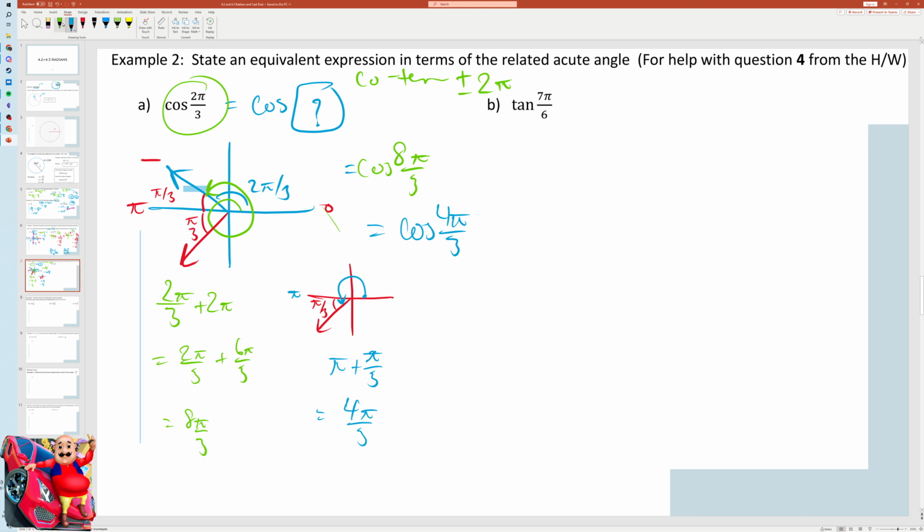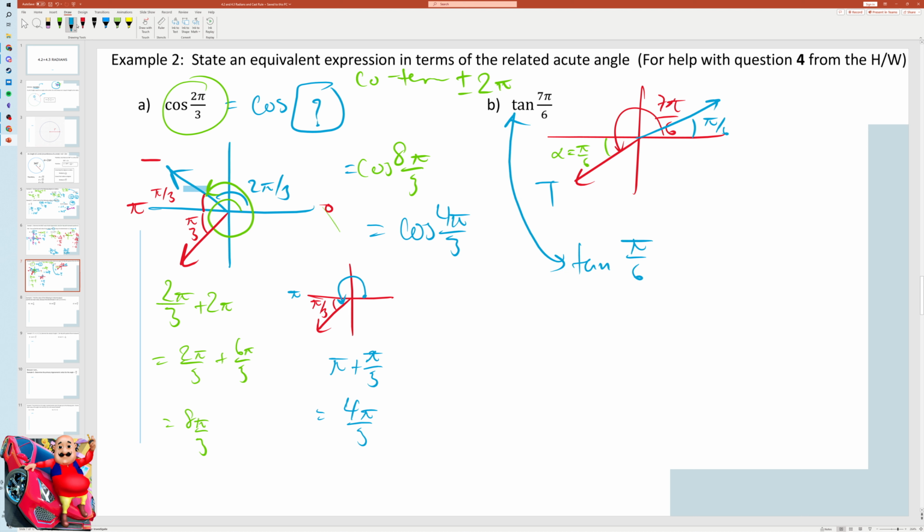All right, one more time with the tangent. So for tangent 7 pi over 6, let's figure out where it lives. 7 pi over 6 is over here. And let's also label that little alpha. Alpha is equal to pi over 6. We ask ourselves, tangent in this quadrant, it's in the T quadrant. It would also produce a positive result if we were in the A quadrant with the same alpha angle. So here's another tan ratio, tan of pi over 6, that would produce the same result as the original ratio.